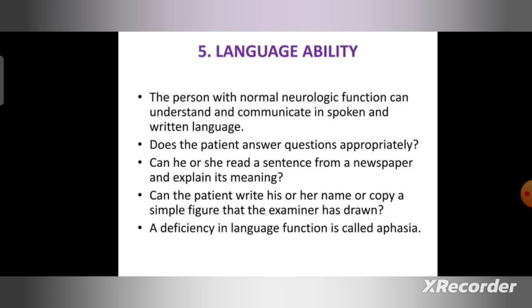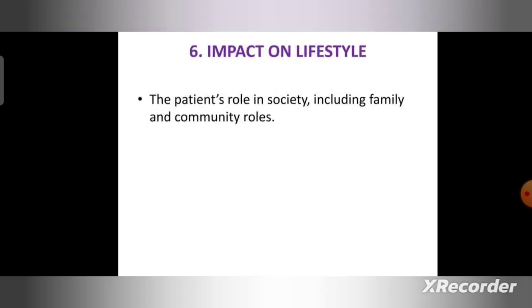Fifth is language ability. A person with normal neurological function can understand and communicate in spoken and written language. Does the patient answer questions appropriately? Can he or she read a sentence from a newspaper and explain its meaning? Can the patient write his or her name or copy a simple figure that the examiner has drawn? A deficiency in language function is called aphasia.